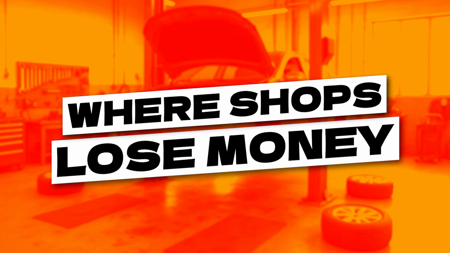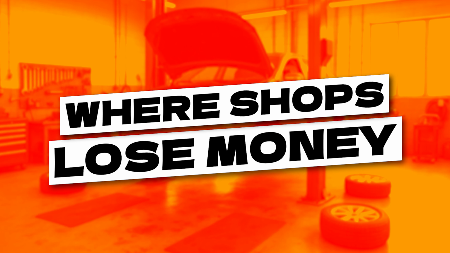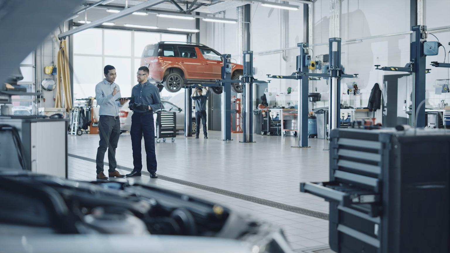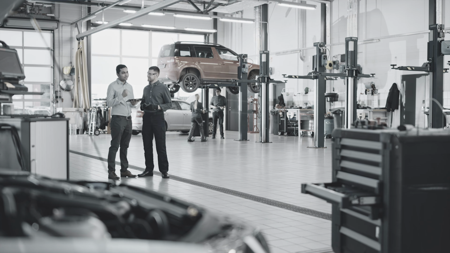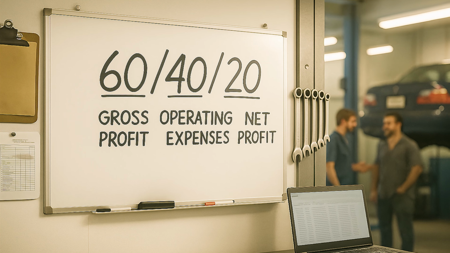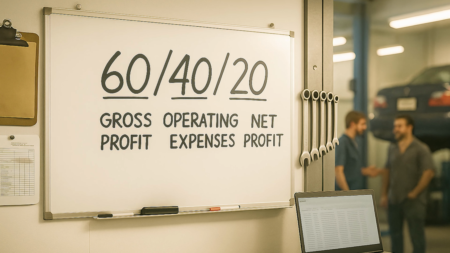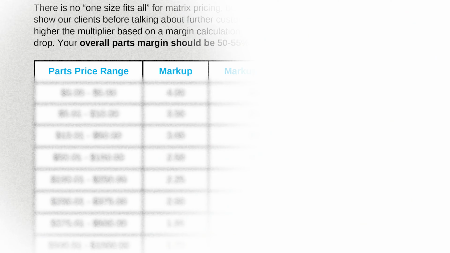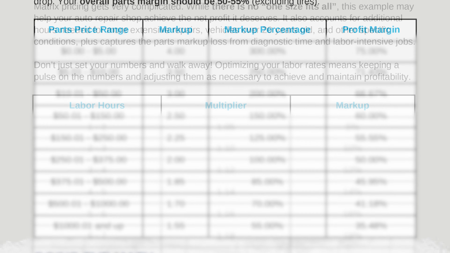Most of the profit loss we see comes from two areas, labor and parts. And often the issue isn't that you're overpaying, it's that you're underpricing. If your labor rate doesn't account for downtime or your parts markup hasn't been updated in years, you're already behind. And when you're trying to hit a 60-40-20 split, 60% gross profit, 40% operating expenses, 20% net profit, every percent matters. So what's the fix? You use a pricing matrix, a structured way to price based on real data, not gut instinct.